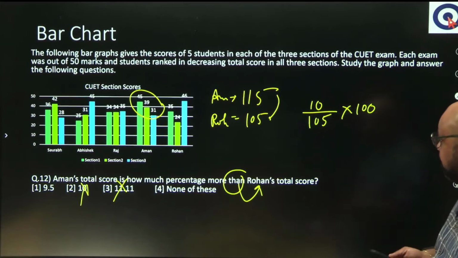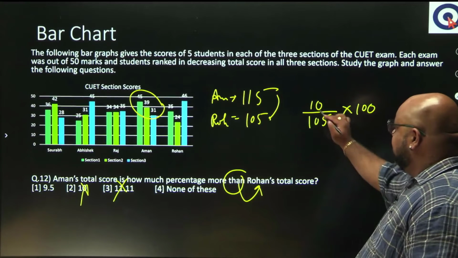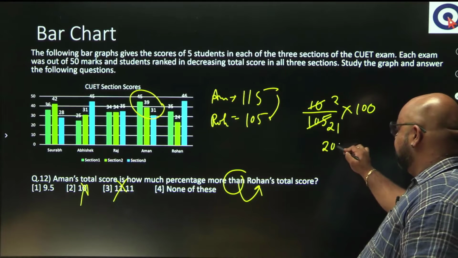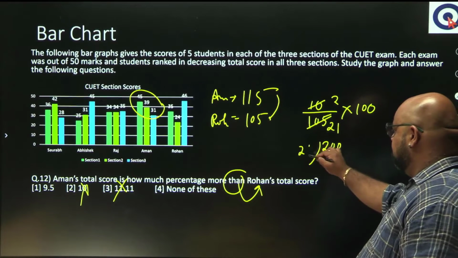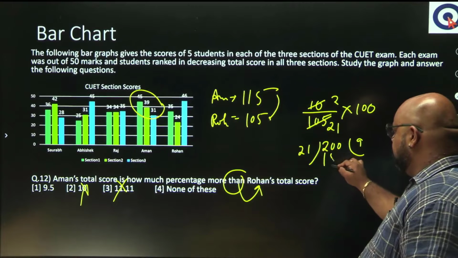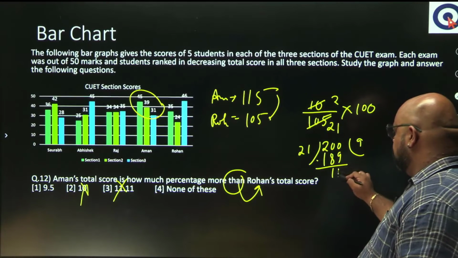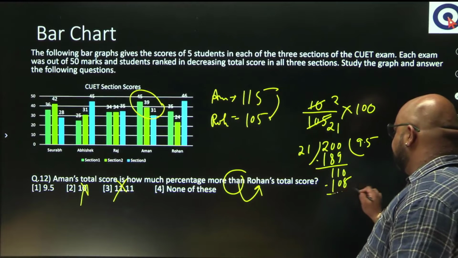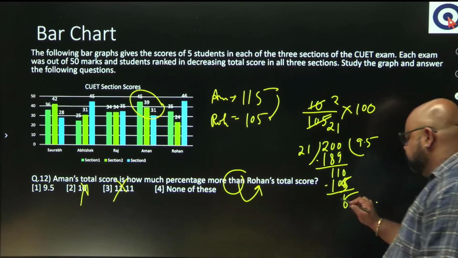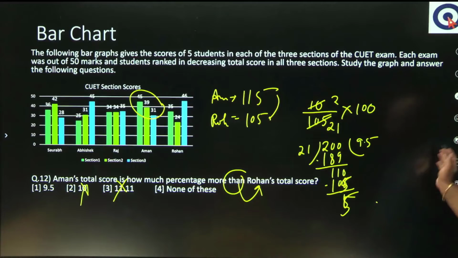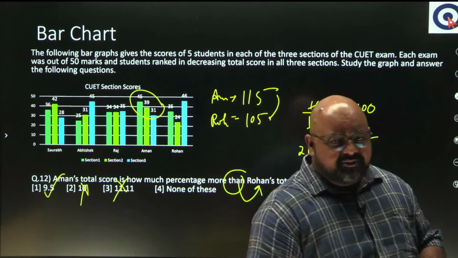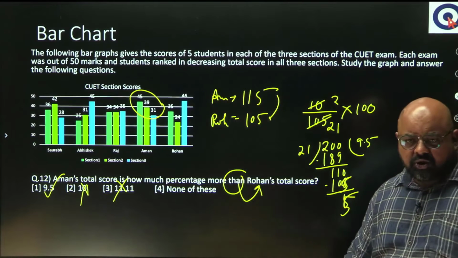If you do want to calculate, divide this by 5, 2 by 20, 200 by 21. This calculation will then go 9.52 something, and therefore 9.5 becomes the answer. The approximation was good enough to stop at that point.